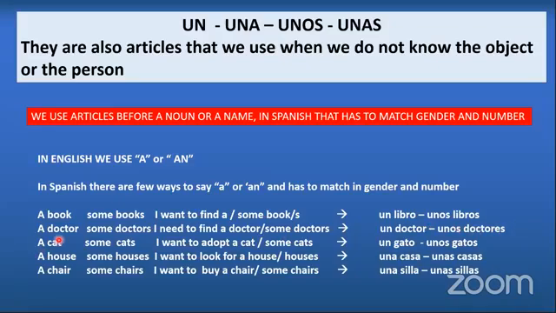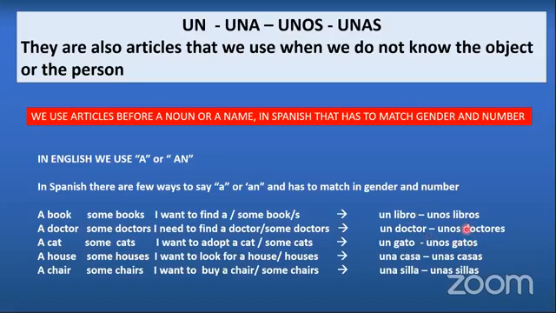Doctor, doctores. Next one here, a cat, some cats. I want to adopt a cat. I'm not sure yet which one, right? I don't know the object or the person. Un gato. I want to adopt un gato. I want to adopt some cats. I want to adopt unos gatos. This is the singular version and this is the plural version.